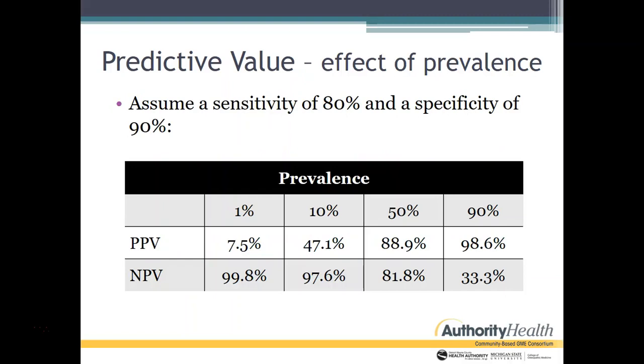So here's just a chart assuming a sensitivity of 80% and a specificity of 90%. And this is just going to show you, based on the prevalence, as the prevalence increases, what that does to both positive predictive value and the negative predictive value.